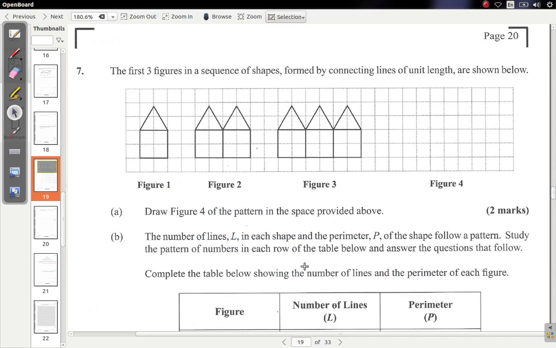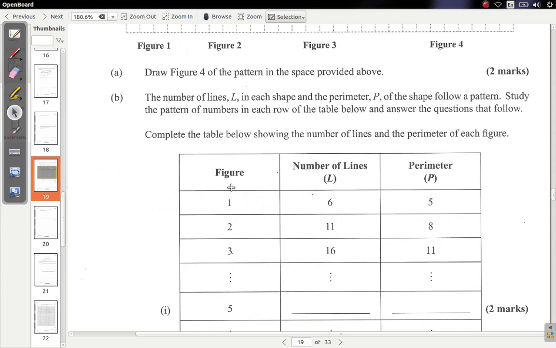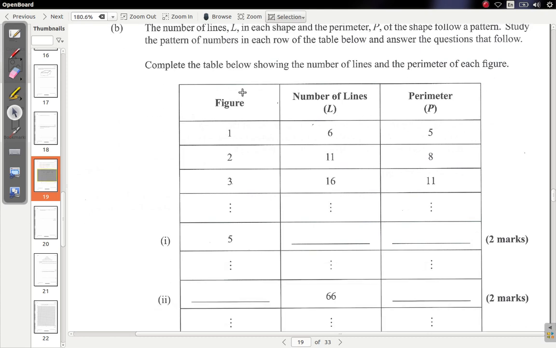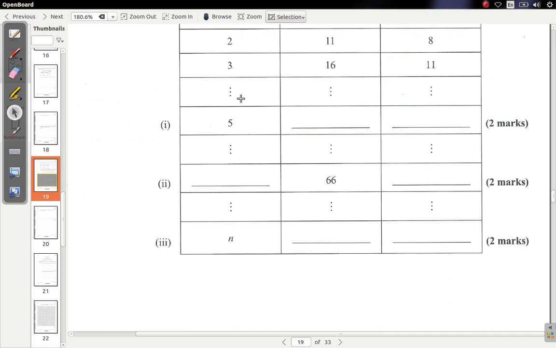Then it says the number of lines in each shape and the perimeter P of the shape follow a pattern. Study the pattern of numbers in each row of the table below and answer the questions that follow. Complete the table below showing the number of lines and the perimeter of each shape.